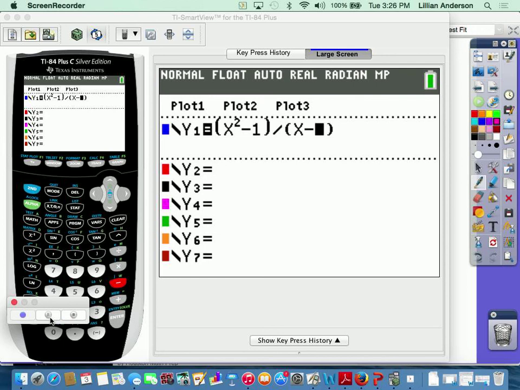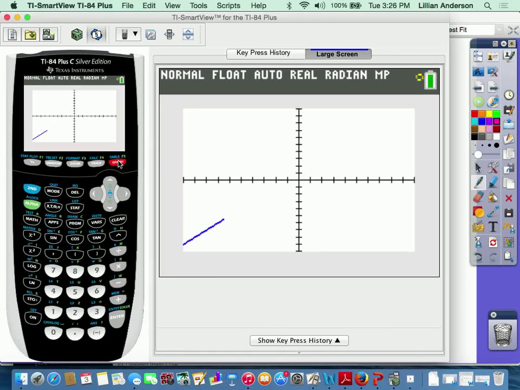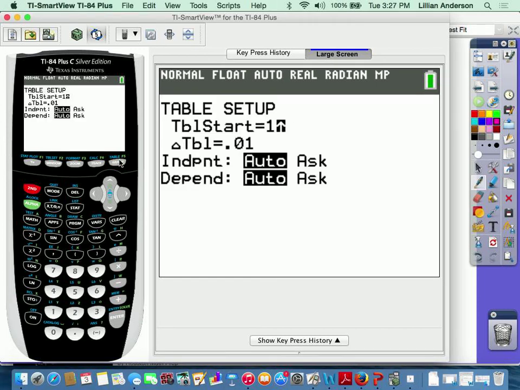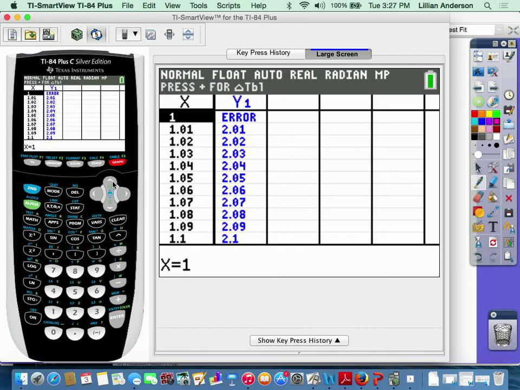Hopefully you typed it in like this, so when you go and look at your graph, this is what you get. Looks like a line, huh? So you want to take a look as it approaches 1. So make sure you change your table settings. And then when you go and look at your table, you see an error message. That's interesting. I wonder why there's an error message, but we'll talk about that later.